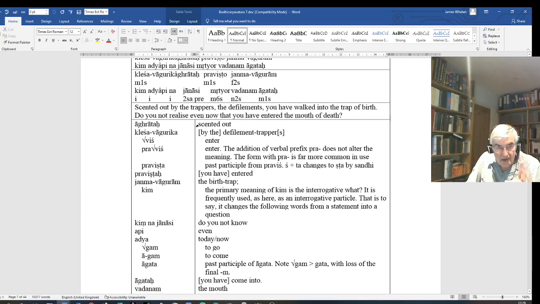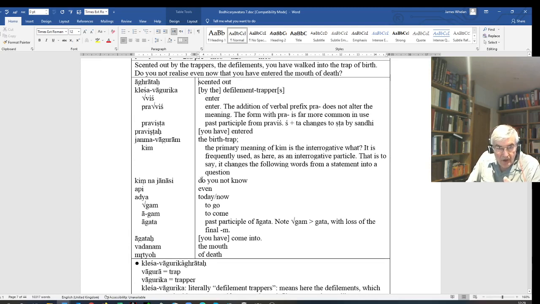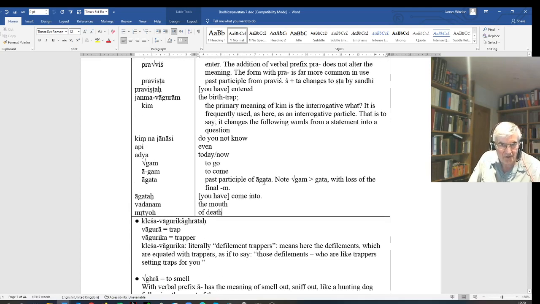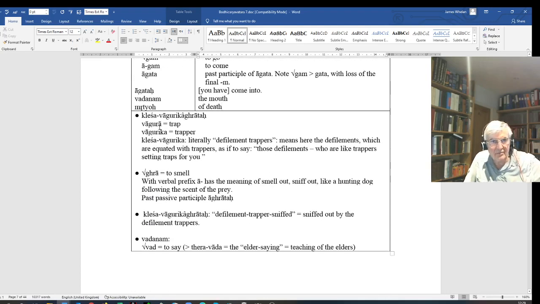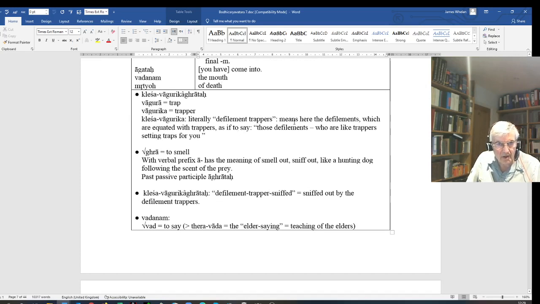I say if you read down all the bits on the English side that are not indented, you will get the whole sentence. Centered out by the defilement trappers, you have entered the birth trap. Do you not know, even today or now, you have come into the mouth of death, and then with the interspersed explanations. And down at the bottom, where these bullet points are, I give a further explanation about what a phrase is, what it means, why it means that.